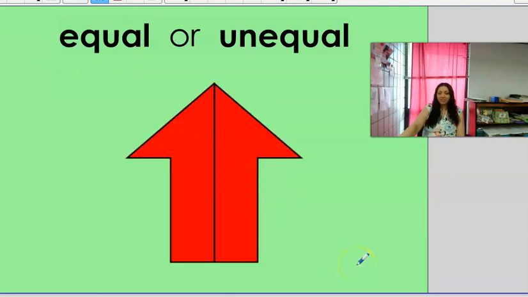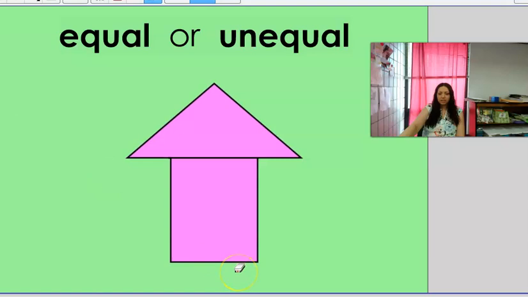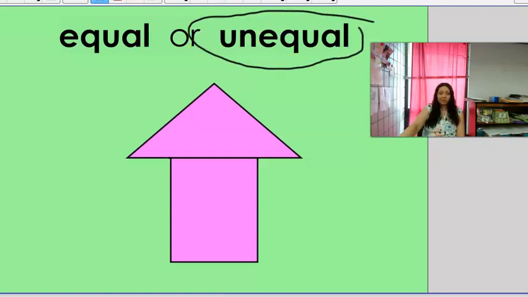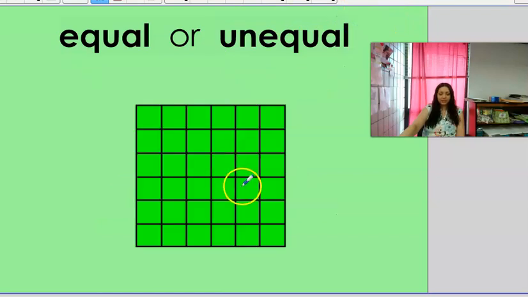How about this one? Equal or unequal? Equal, very good. What if I would have divided it up this way? Would that have been equal? No, it would not have been equal. How about this? I've got one that's a triangle up here and then one that's a rectangle. Is that equal? No, that is very unequal. Equal parts or unequal parts? Unequal parts. That person in the middle is going to get a bigger piece.